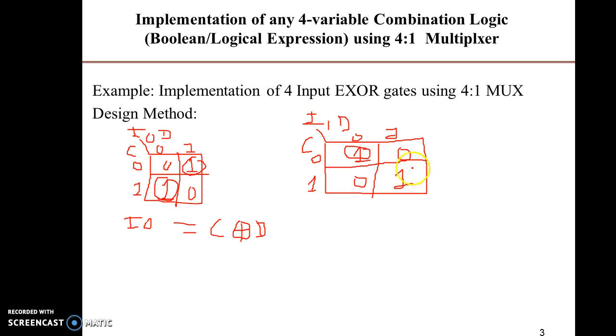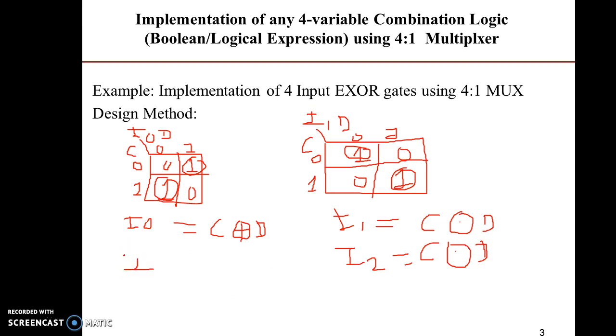By making the group of this single one, I can generate the logic corresponding to the I1 data input pin. I1 is equal to C XOR with D. With the help of the same methodology, I can generate the logic corresponding to the I2 data input pin, that is similar to C XOR with D only. For I3, I can generate the same logic, that is C XOR with D over here.